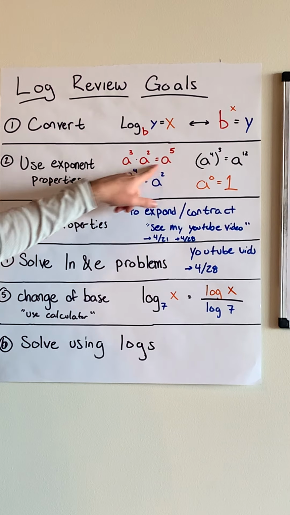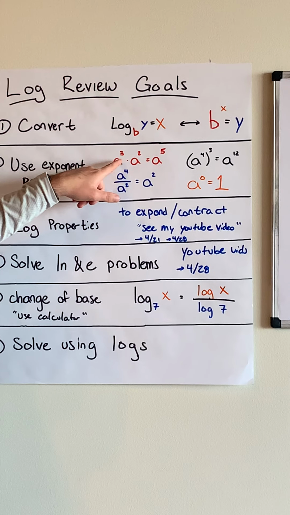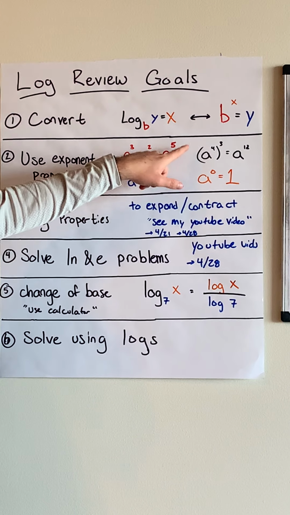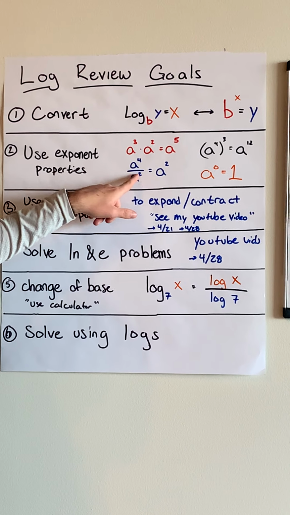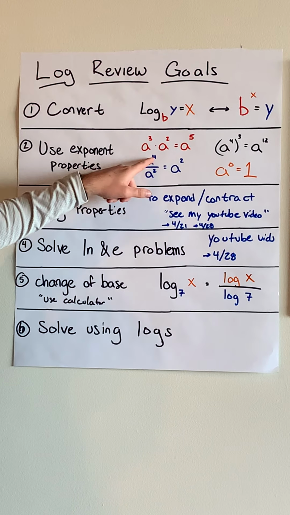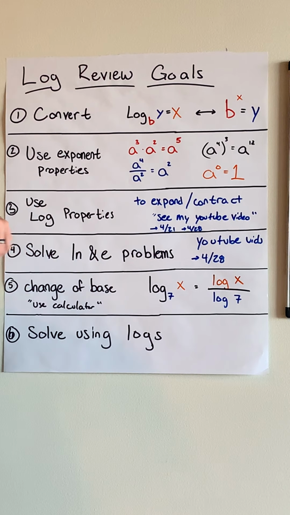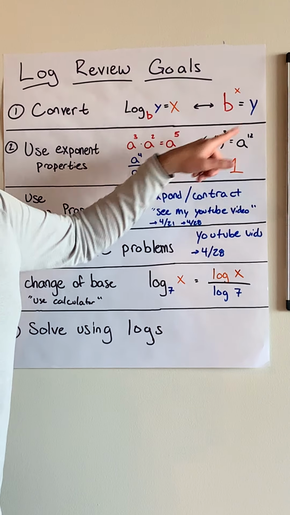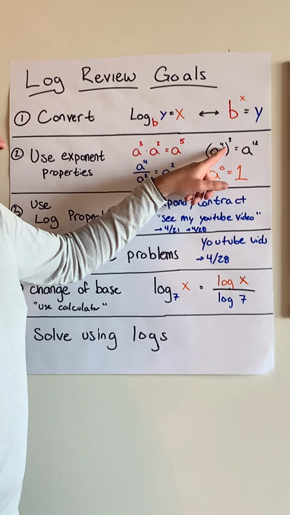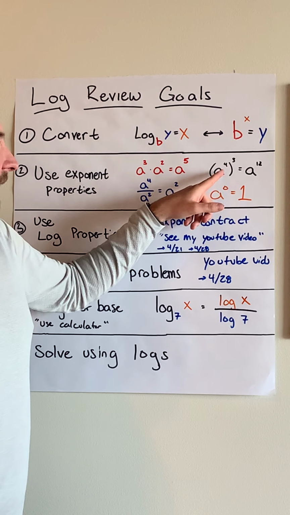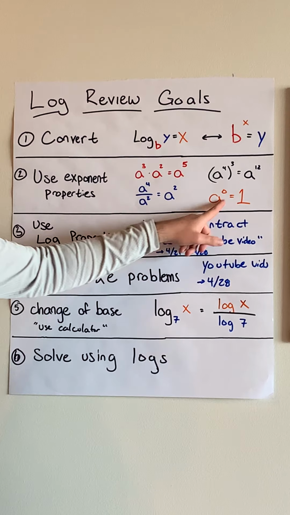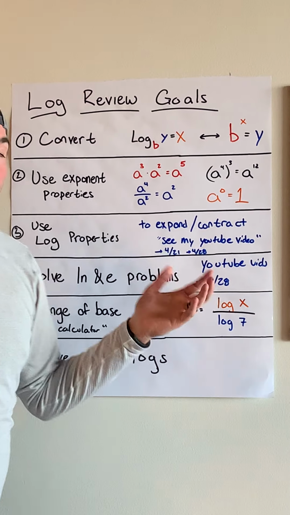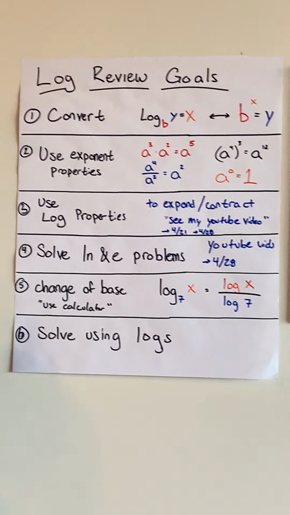But just a reminder, this is multiplication. So a cubed times a squared, that's a to the fifth, because you add those. A to the fourth over a squared is a to the second because you subtract 4 minus 2. If you have a power to a power, a to the fourth to the third, that's 4 times 3, which is a to the 12th. And finally, anything to the 0 power is 1. That's just like a quick summary of that.